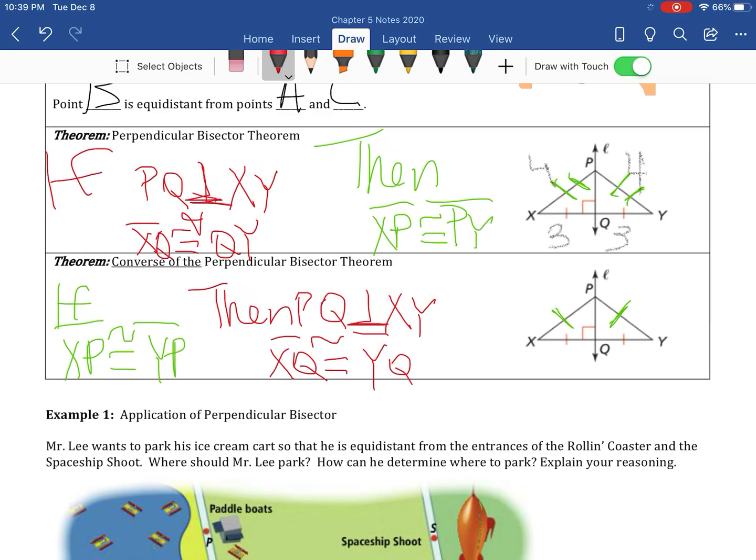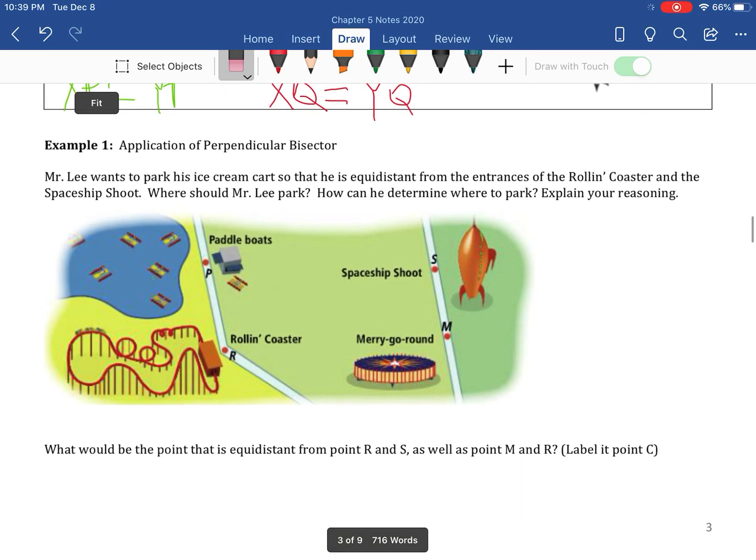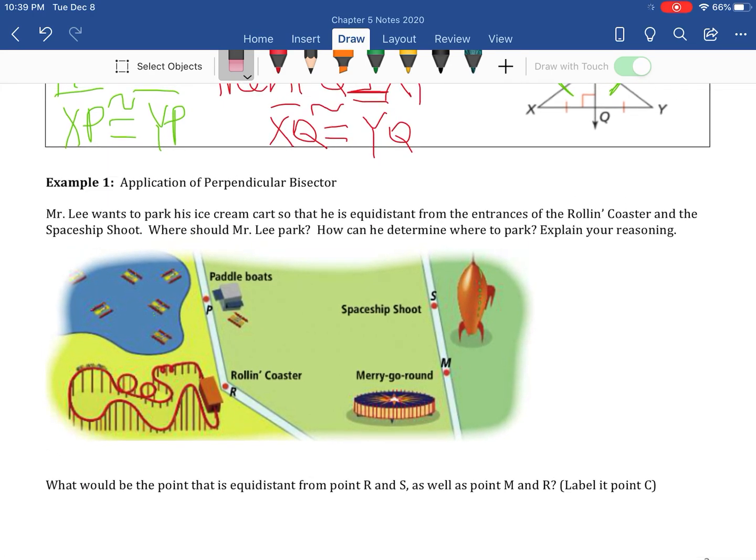if you're trying to figure out where something can happen, like here in example 1, application of a perpendicular bisector. When we're taking a look at this here, Mr. Lee wants to park his ice cream truck so that he is equidistant from the entrances of the roller coaster, or the roll-in coaster, and the spaceship chute. Where should Mr. Lee park? How can he determine where to park?